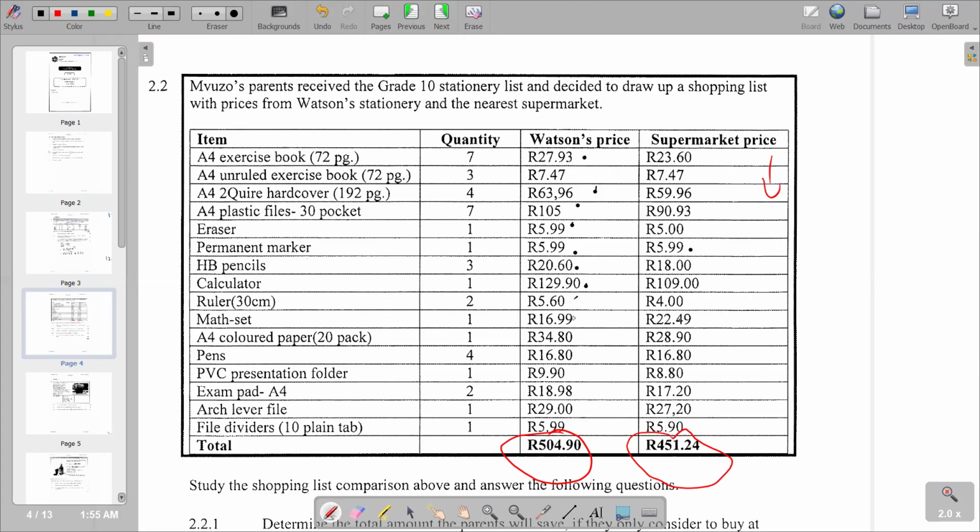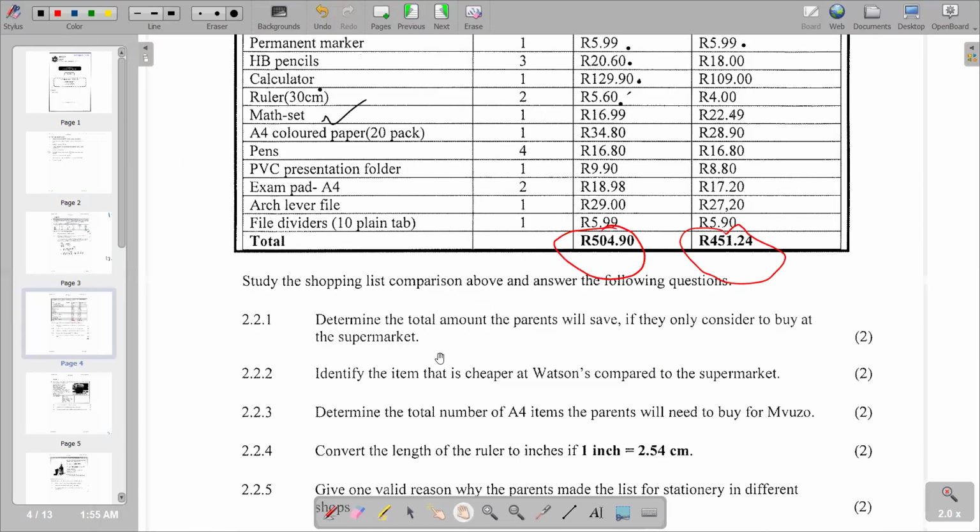But if you look at the mass set, we've got 16.99 cents as compared to 21 cents. You'll see that under Watson's price is cheaper. So we have mass set. Mass set is the one that is cheaper. So if you remember, our question is saying a different item that is cheaper at Watson compared to supermarket. So we have identified the mass set, so we can just refer to that as the one that is cheaper. Then we are saying 2.2.2.